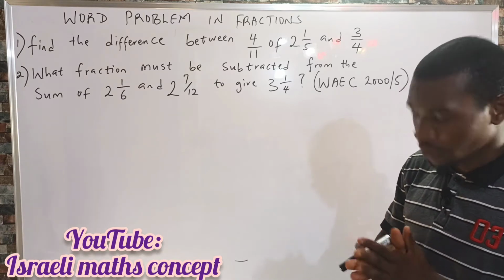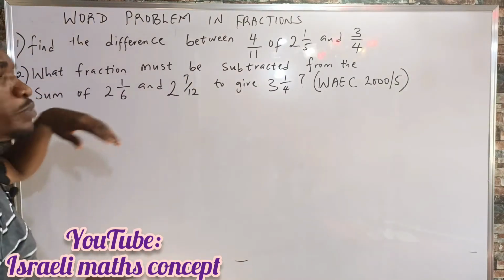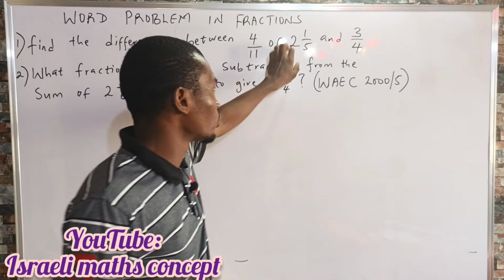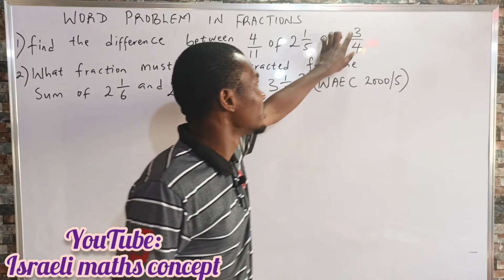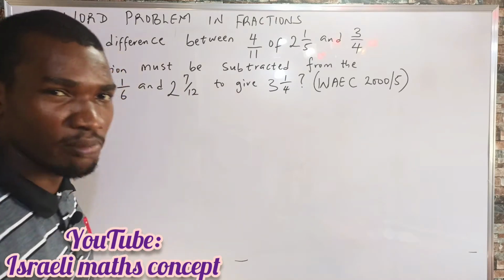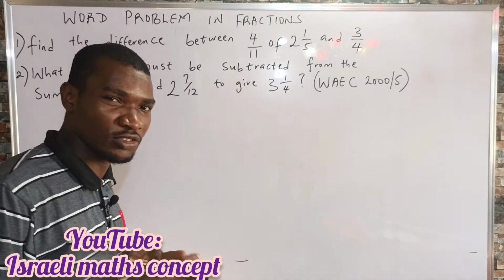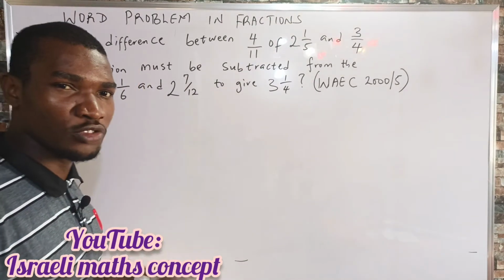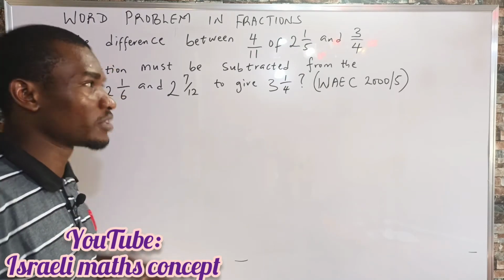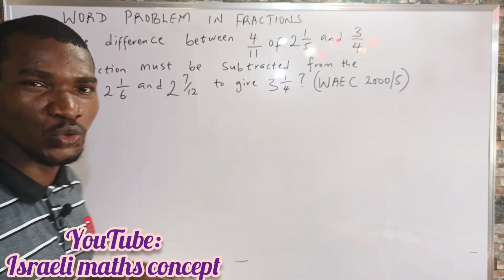Okay, we want to proceed with the first question. The first question says we should find the difference between 4/11 of 2 whole number 1/5 and 3/4. Your ability to interpret this question determines how far you travel whenever you are given a problem of this kind to solve. If you're able to interpret your question correctly, it will also help you to find a correct answer. But if you fail to interpret your question correctly, automatically it will launch you into error.